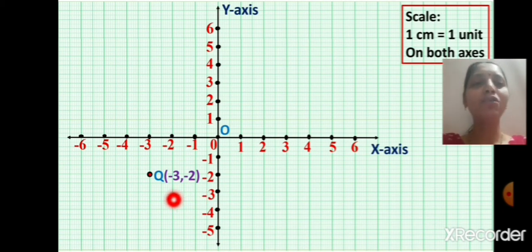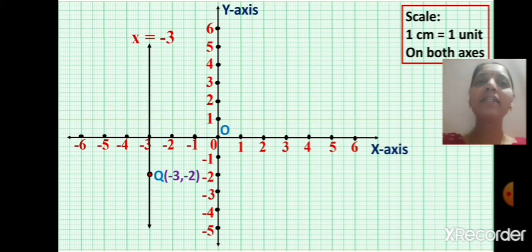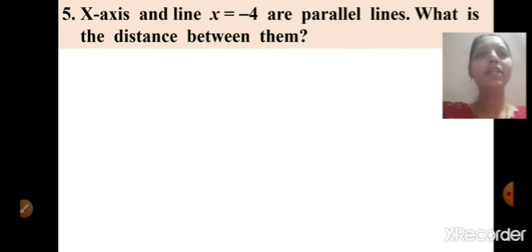Now what you have to do is draw a straight line parallel to the y-axis passing through this point Q. So let's draw the line. This line will have the equation x is equal to minus 3. Now let's see the fifth question.